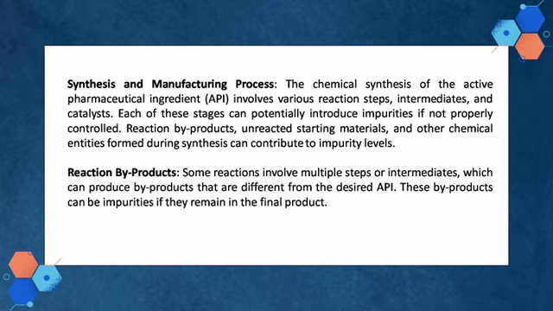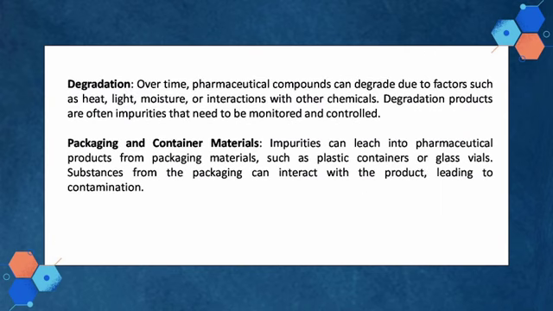C. Reaction byproducts. Some reactions involve multiple steps or intermediates, which can produce byproducts that are different from the desired API. These byproducts can be impurities if they remain in the final product. D. Degradation. Over time, pharmaceutical compounds can degrade due to factors such as heat, light, moisture, or interactions with other chemicals. Degradation products are often impurities that need to be monitored and controlled.